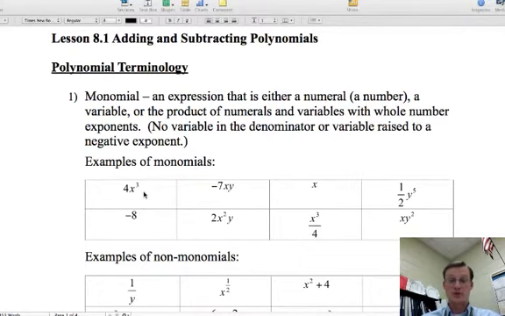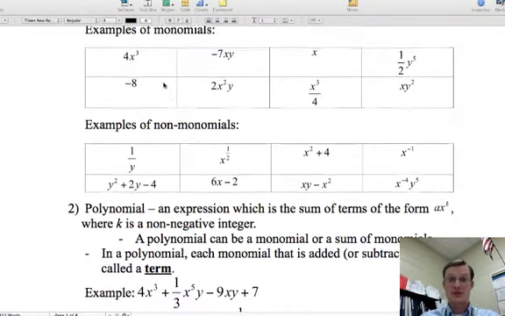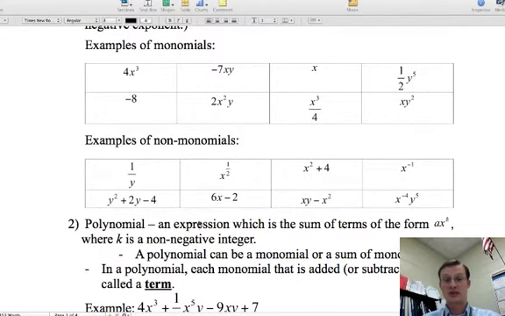So monomials, you don't have any addition and subtraction. You do not have any variable in the denominator. You also do not have any fractional or rational exponents. So these are some examples of monomials. These are some examples of non-monomials.